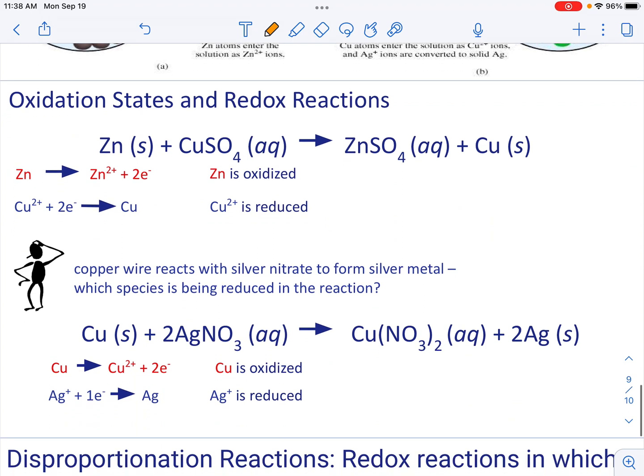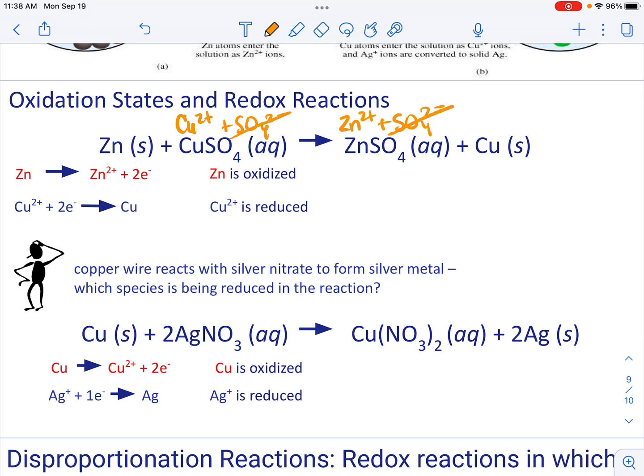The other way to look at it would be in the half reactions. And so I'm going to show you this so that you can see how they split apart. You can see that we're going to do net ionic equations. Because copper sulfate is soluble, technically it is Cu2+ and SO4 2-. And because zinc sulfate is soluble, technically it's Zn2+ and SO4 2-.